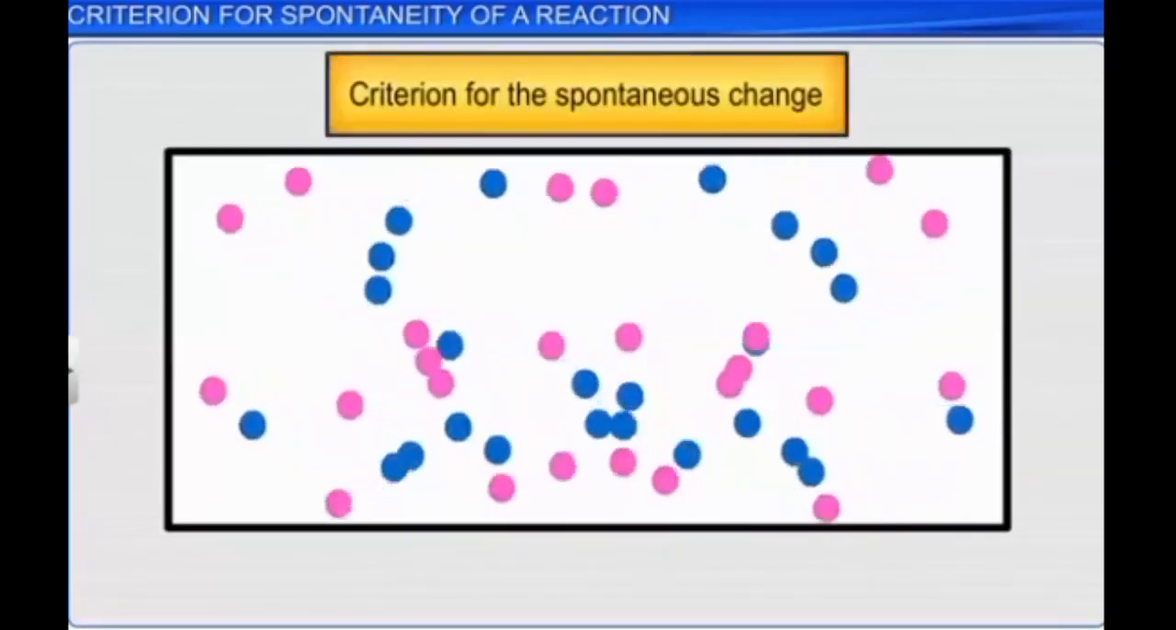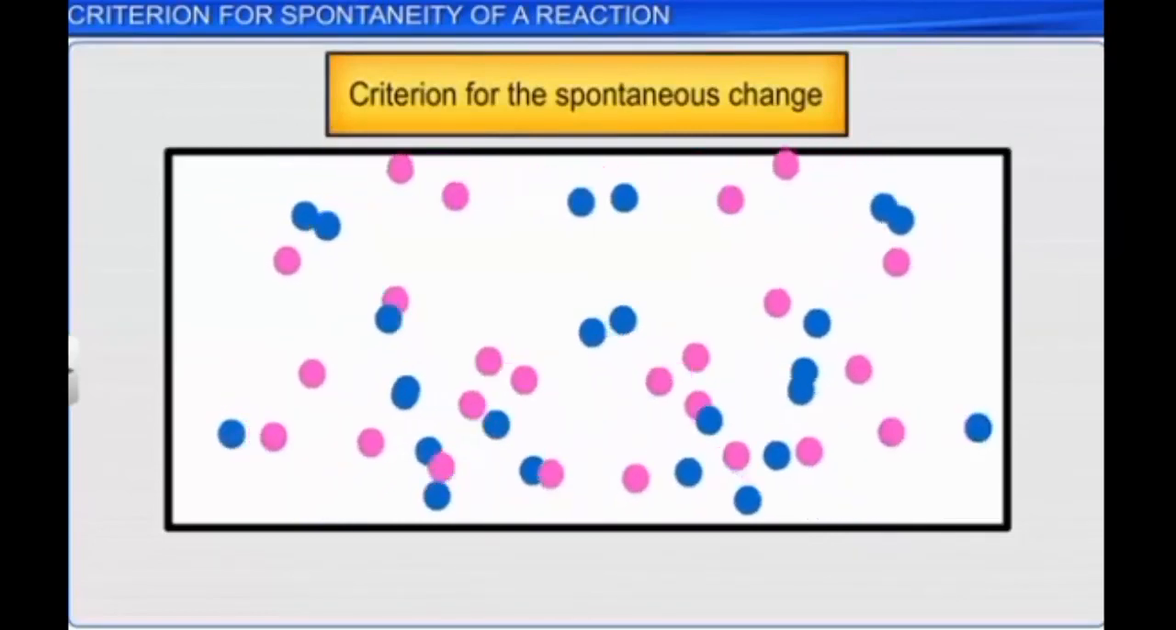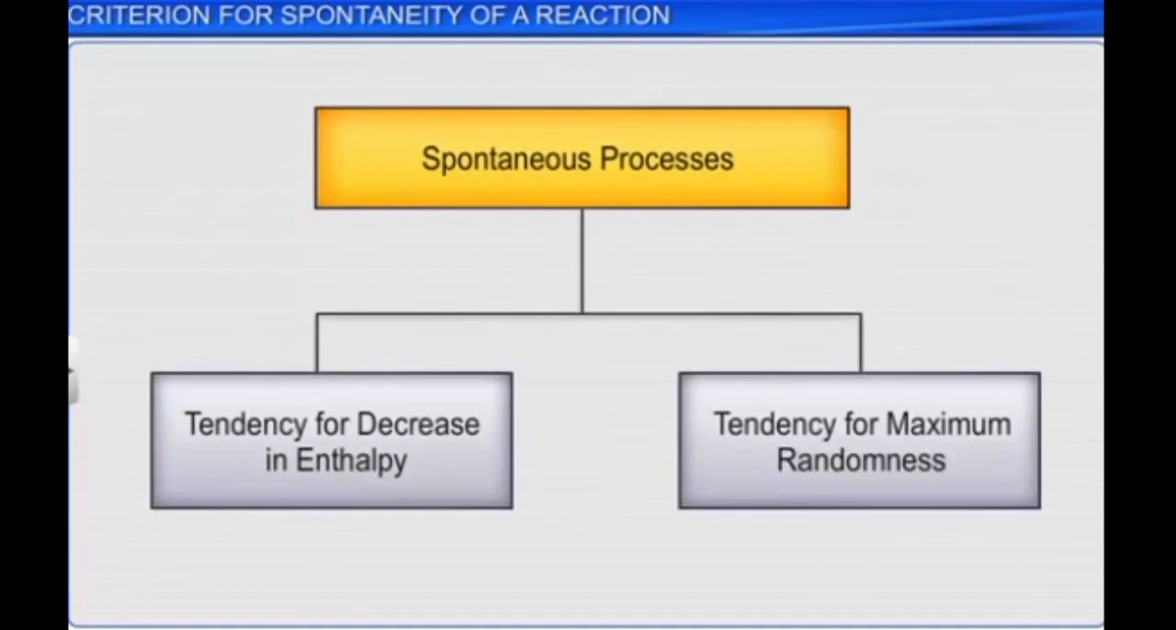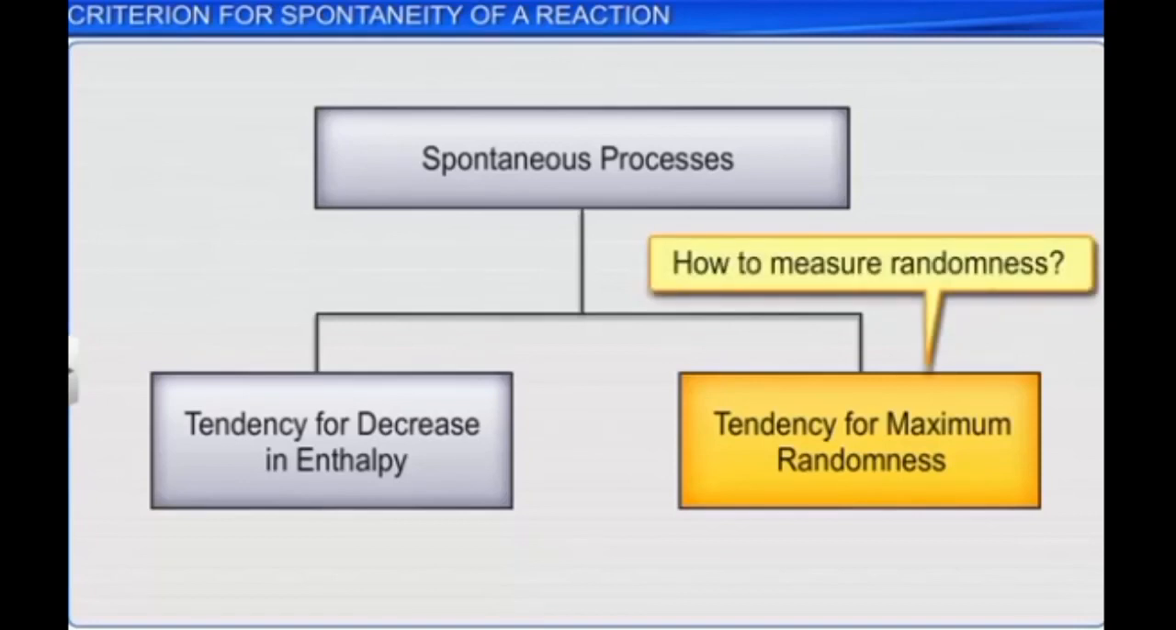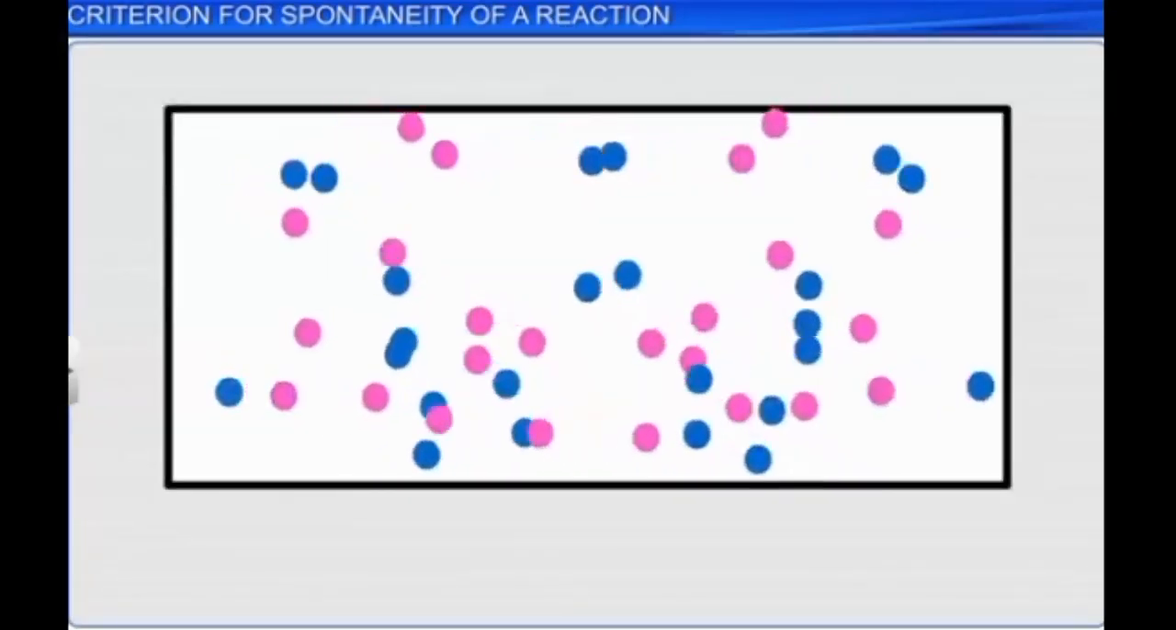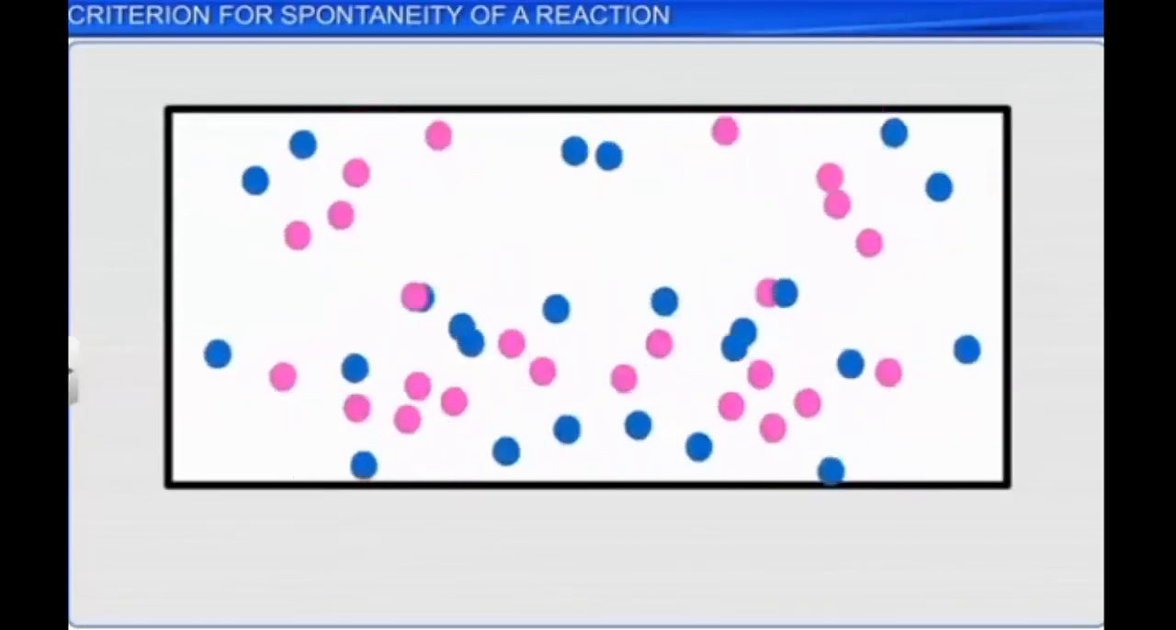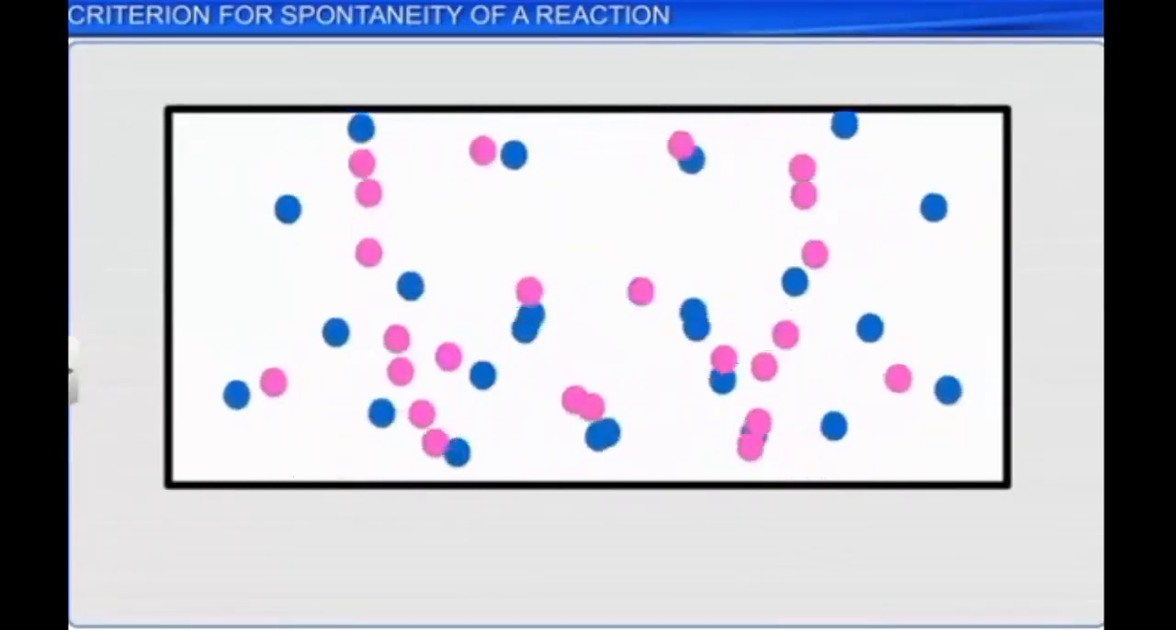Thus, we can conclude that the tendency of a process to be spontaneous depends on two factors: tendency for decrease in enthalpy and tendency for maximum randomness. We know how to measure enthalpy change of a system. But how do we measure randomness of a system? Randomness, or disorder of a system, is expressed by a thermodynamic state function known as entropy, and is represented by the letter S.